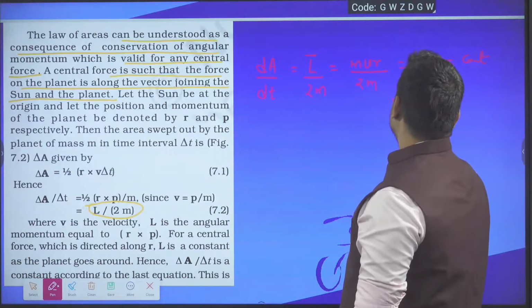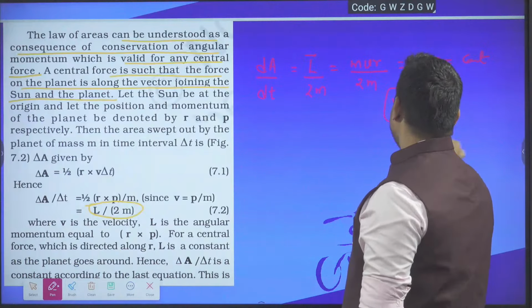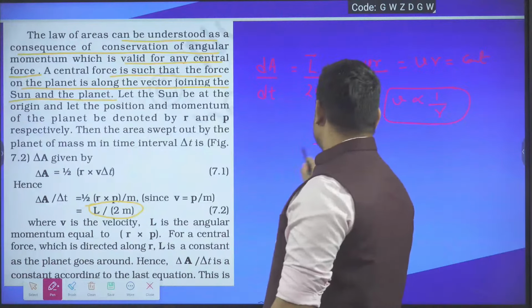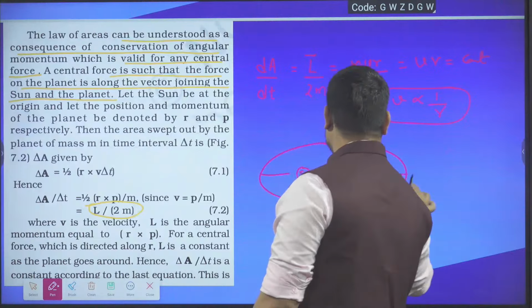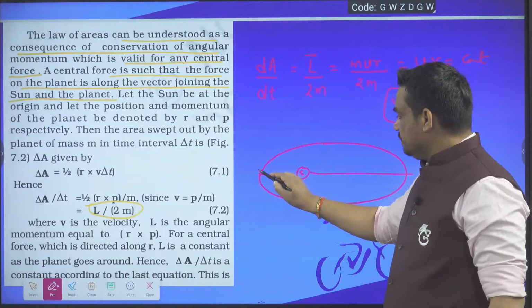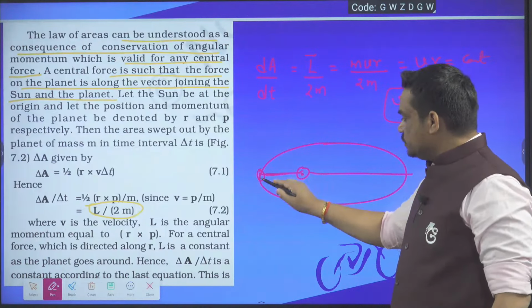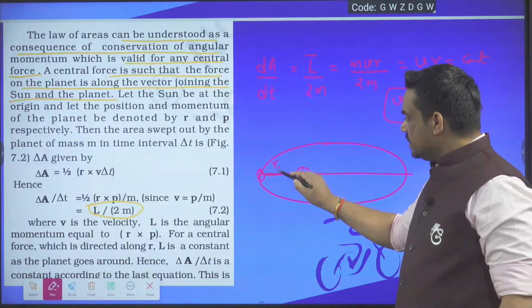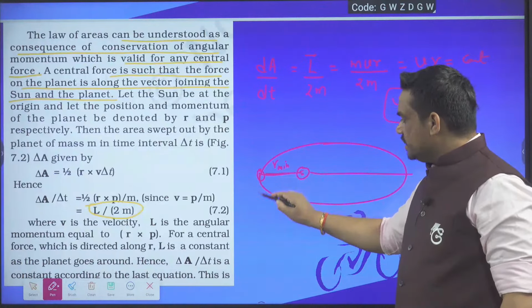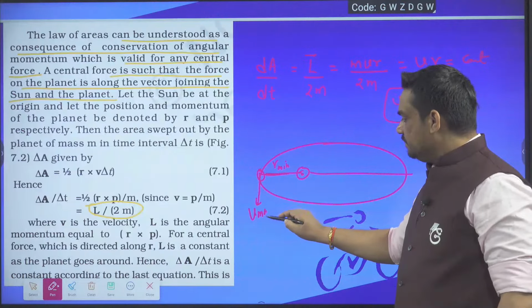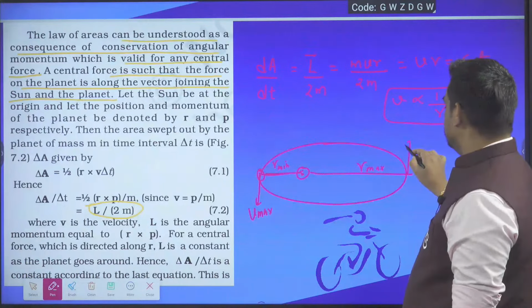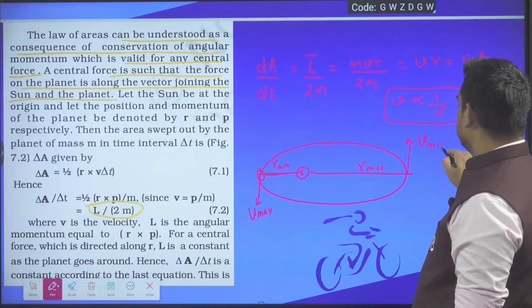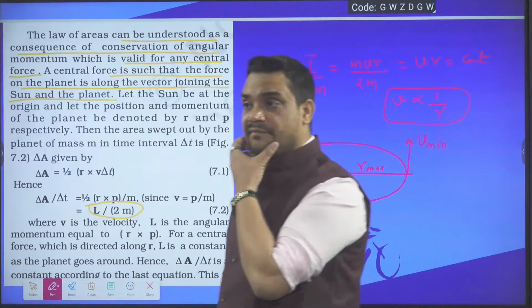It means v is proportional to 1 by r. This is the one question they ask: here is the Sun and here is the planet. Where r is minimum, the speed is going to be maximum, and where r is maximum, the speed is going to be minimum. Clear?